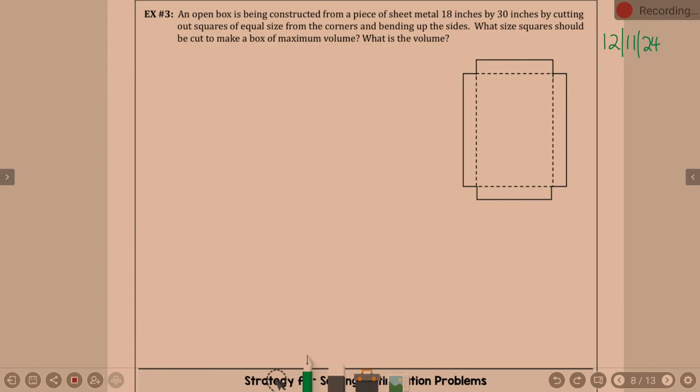Okay, number 3, picking up where we left off yesterday in 5.6.